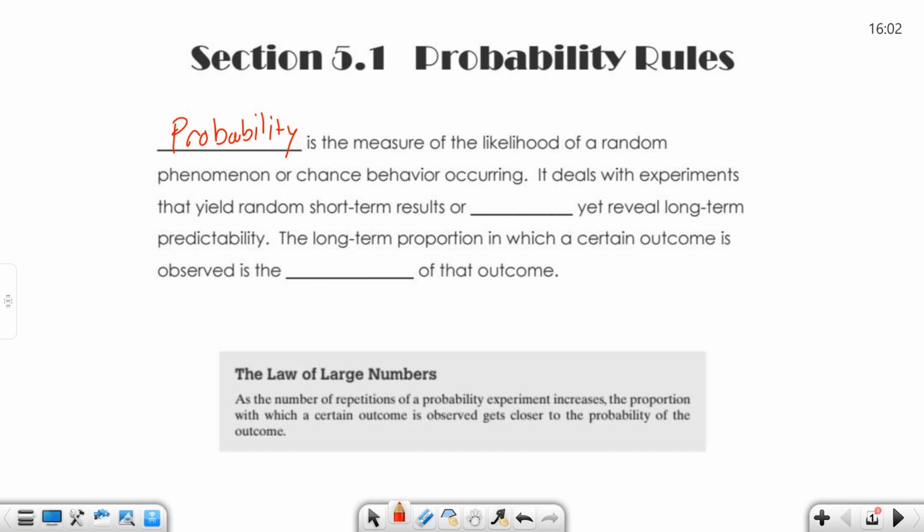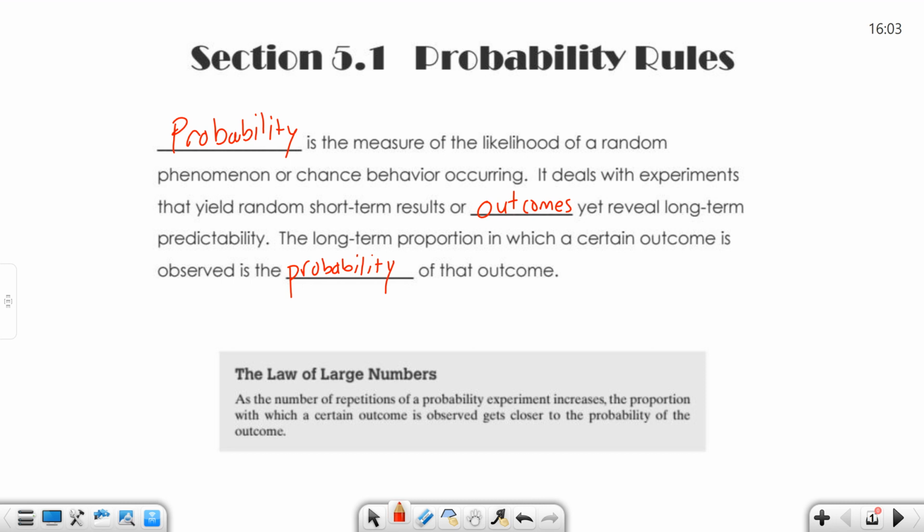All right, it deals with experiments that yield random short-term results or outcomes, yet reveal long-term predictability. We say outcomes here. The long-term proportion in which a certain outcome is observed is the probability of that outcome, and that is the word probability again. So experiments that yield short-term results, then we have long-term proportion. The long-term proportion is probability.